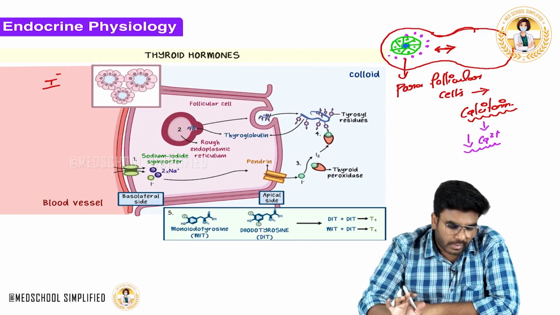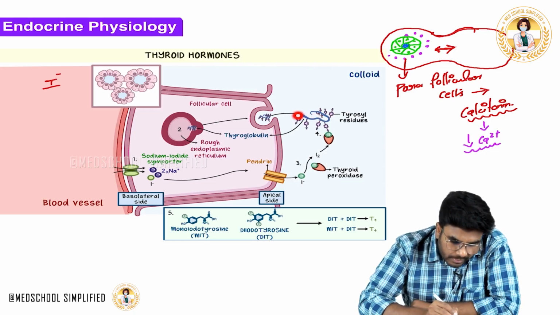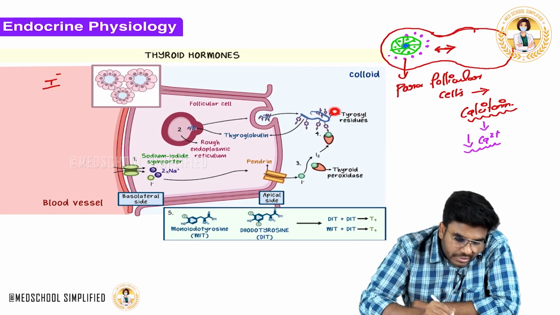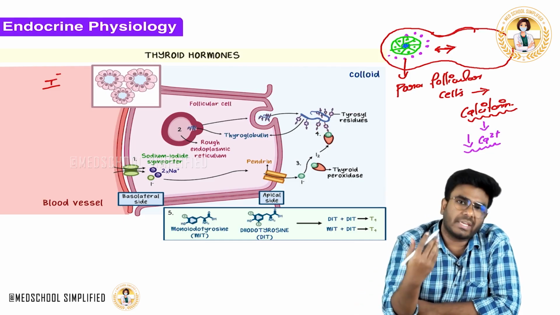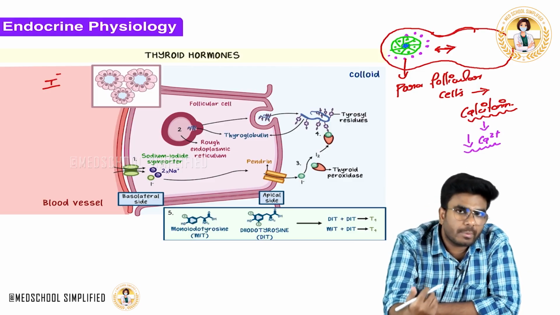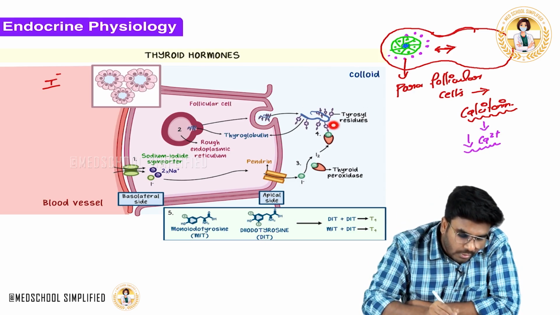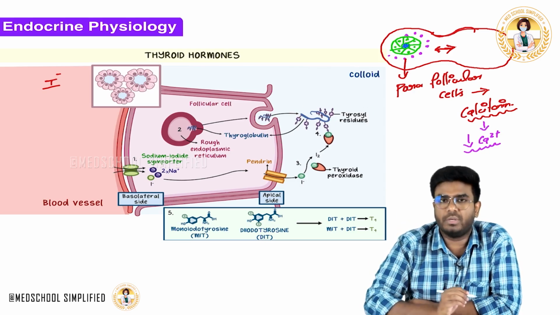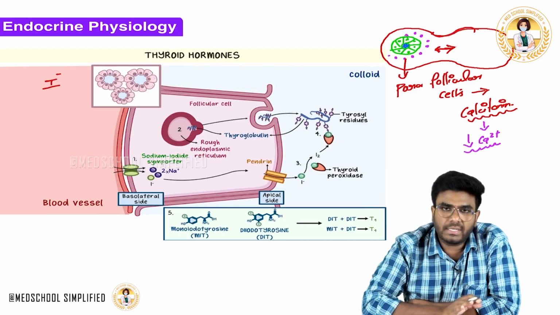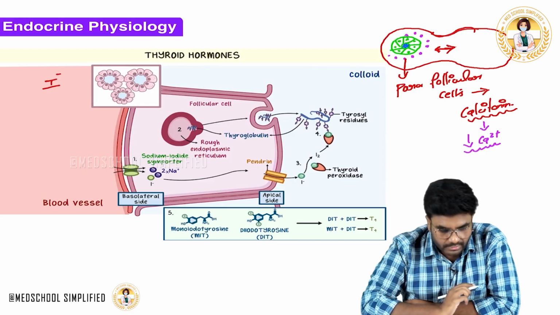Now an important point about this thyroglobulin, please appreciate. This is a protein, thyroglobulin. It has many tyrosine residues. Tyrosine is an amino acid. First of all, thyroglobulin itself is a protein, and we all know proteins are made up of amino acids. Which amino acids? More tyrosine residues are present on the thyroglobulin. So thyroglobulin is a protein with a large amount of tyrosine amino acid residues.